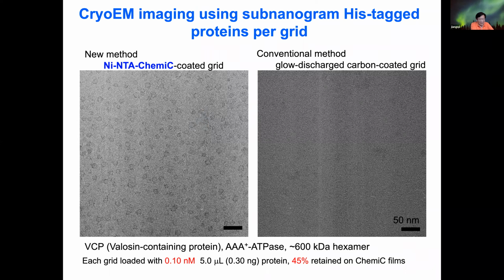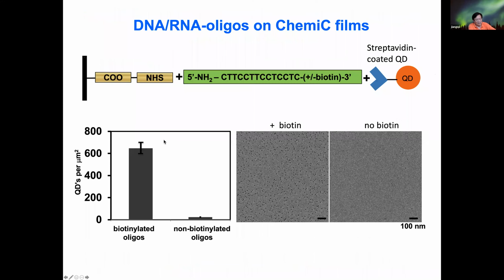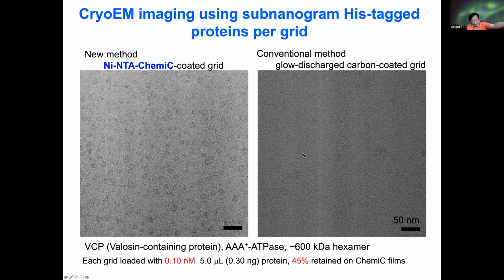Does it work on the grid? Yes. Shown here on the left side is our grid. On the right side is the conventional glow discharge grid. We load about 0.3 nanograms of a protein, which is about 600 kilodalton. It's very easy to see under the normal cryo-EM condition. As you can see, using our functionalized grid, we can see a large number of molecules on the surface of the grid, but with the conventional method, we see very few.